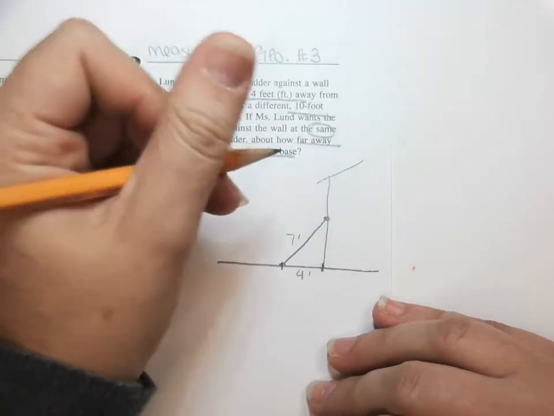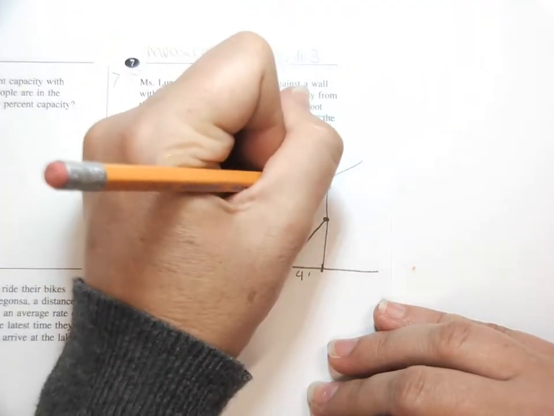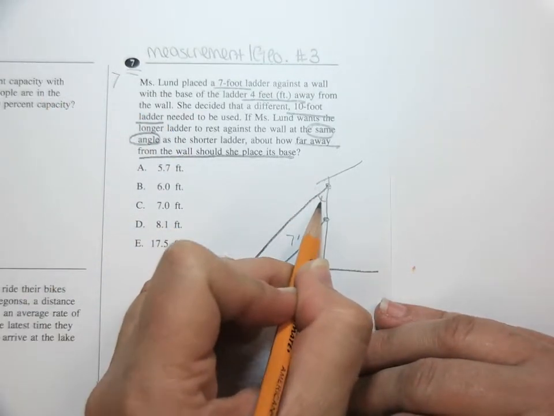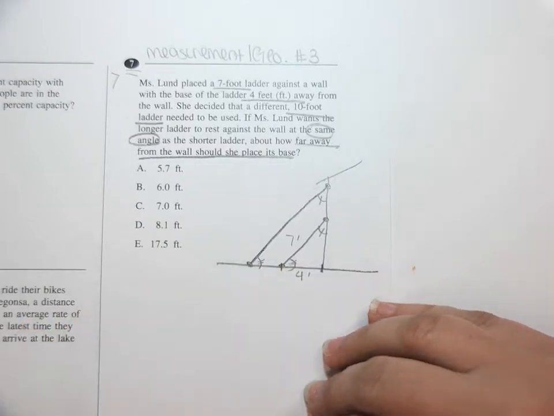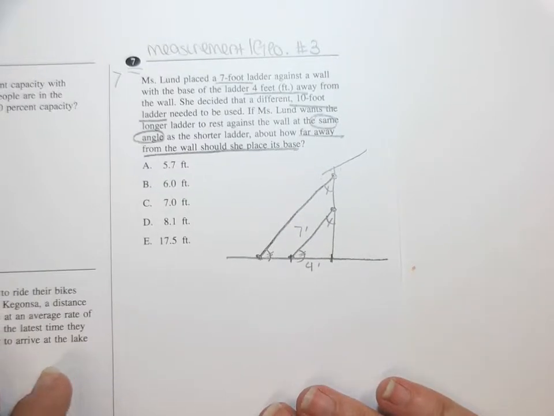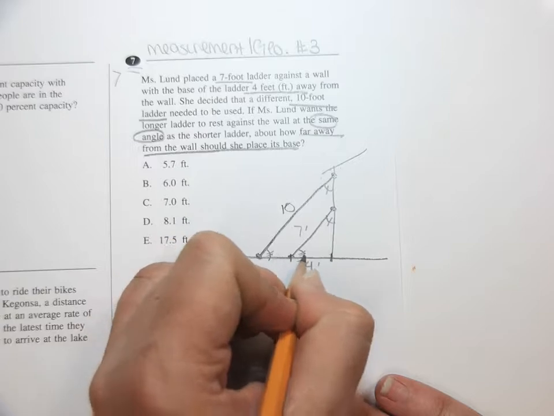Okay, so here's the key to this. This longer ladder has to be at the same angle. So this angle is equal to this angle is equal to this angle. So we're looking at similar triangles here because the angles are the same. It's not Pythagorean theorem. So in looking at this problem, I know that this ladder is 10 feet from here to here and that these angles are the same.